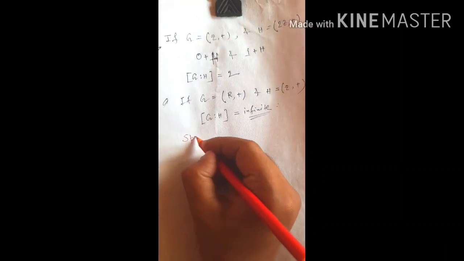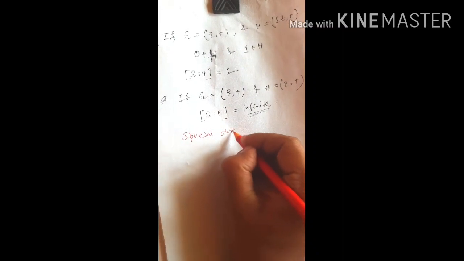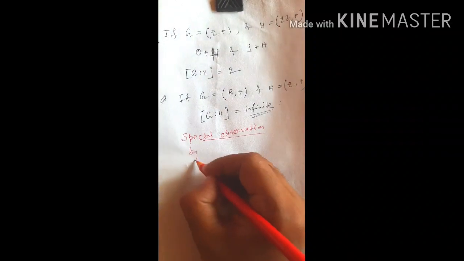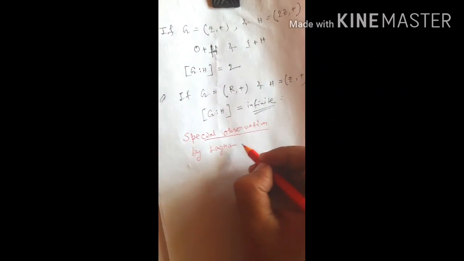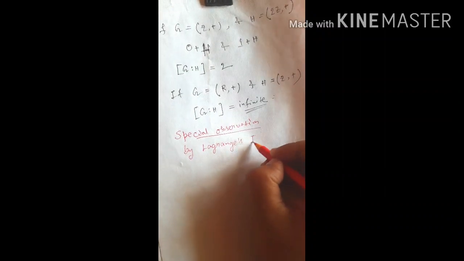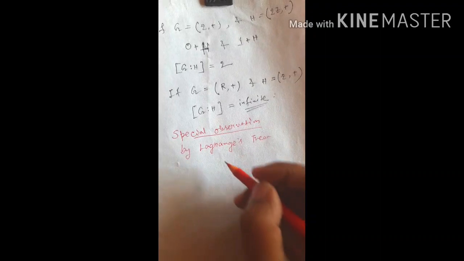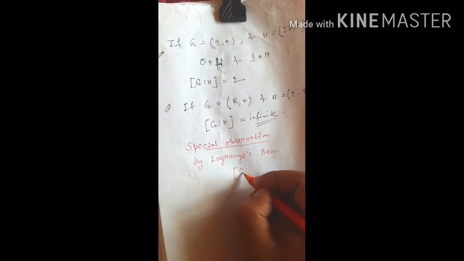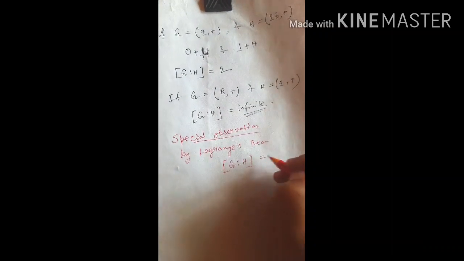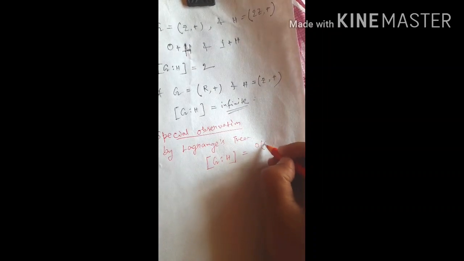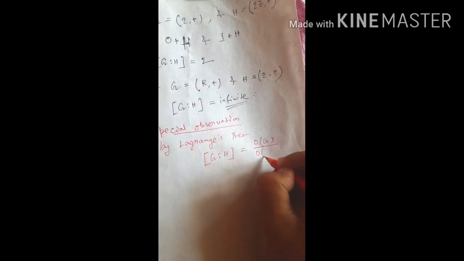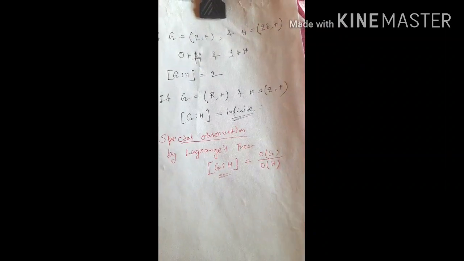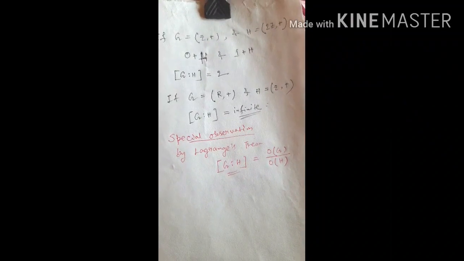Special observation. By Lagrange's theorem, which we already discussed, and including the topic of index, we can say that the value of the index, that is [G:H], will be the order of G divided by the order of H, and this is the number of left cosets, or the index number of H in G.